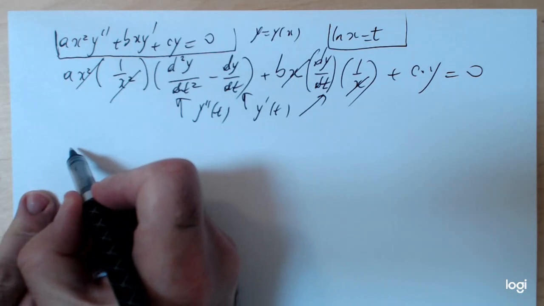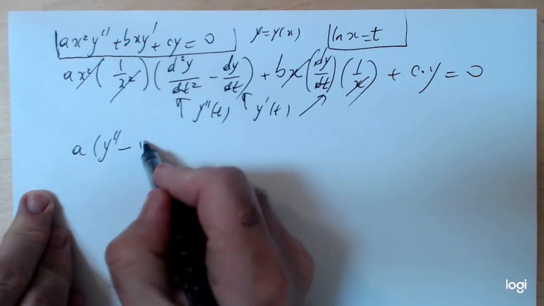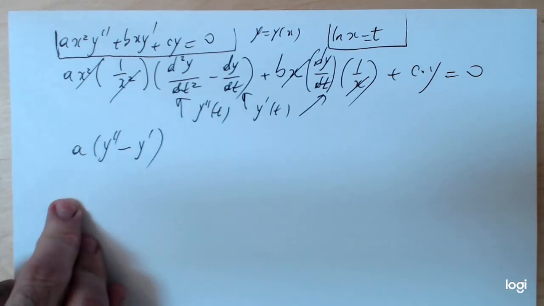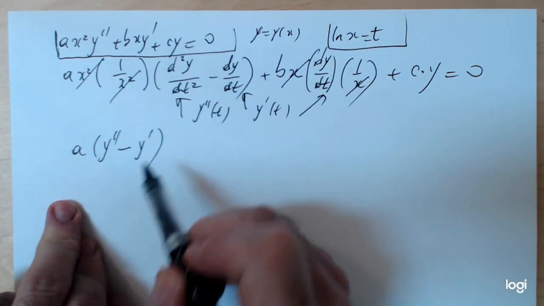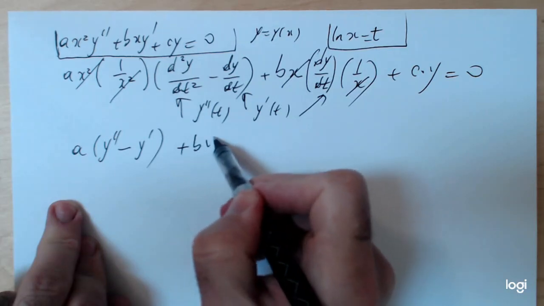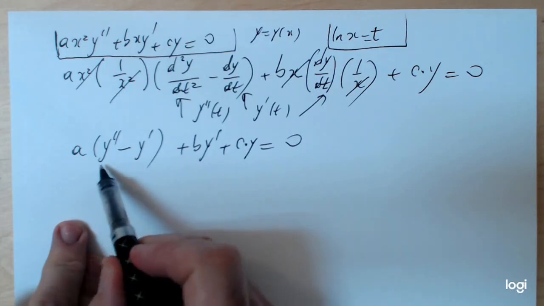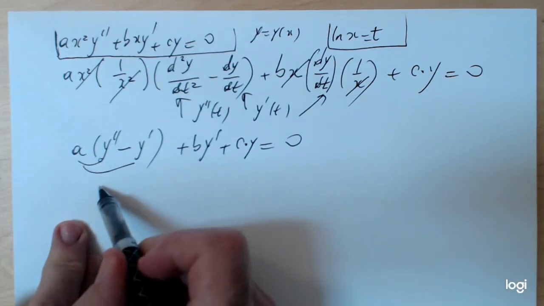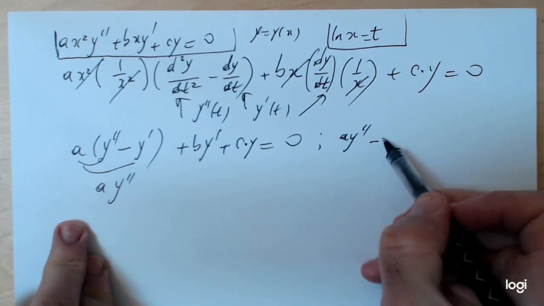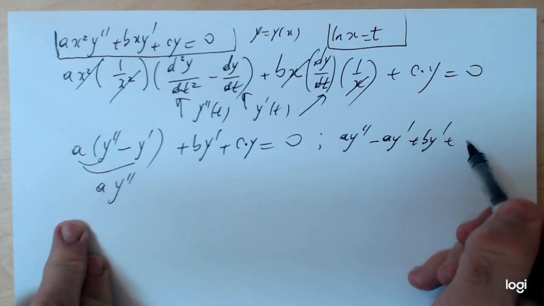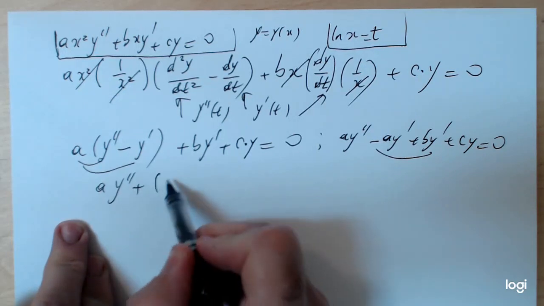So with some rearrangement of the terms, we arrive basically to a second order ODE with constant coefficients and homogeneous, which we know how to solve. So a times y double prime minus y prime plus b y prime plus cy equals 0. And let's distribute this coefficient. So a y double prime minus ay prime plus by prime plus cy equals 0. And then group this together, factor out.